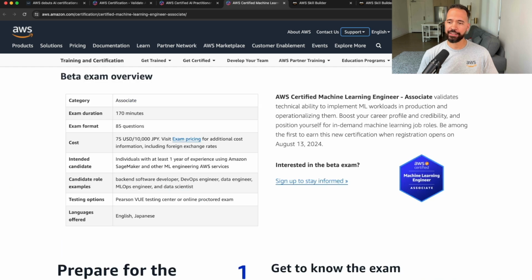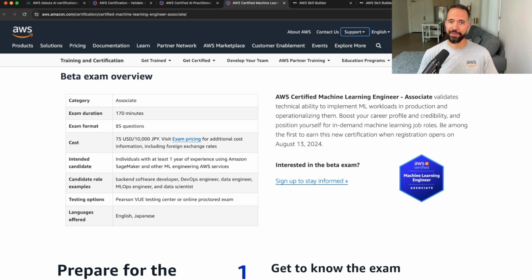Now, let's take a look at that AWS Certified Machine Learning Engineer Associate. This certification is going to validate your technical ability. Keyword: technical. That differentiates this from the AI practitioner immediately. Ability to implement machine learning workloads in production and operationalizing them. Boost your career profile and technical credibility and position yourself for in-demand machine learning job roles.